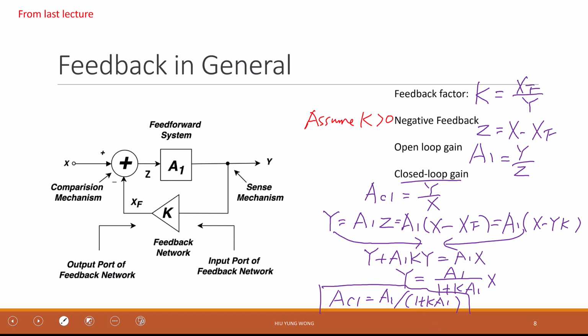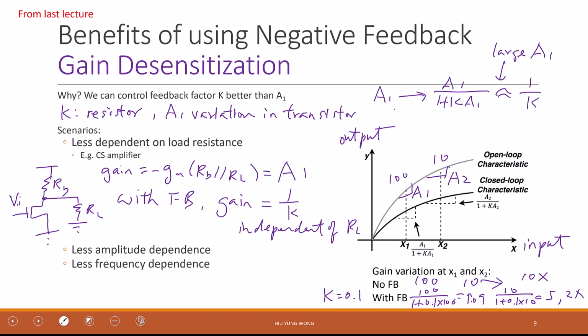So the first insight in feedback is that with feedback, my gain is reduced. Oh, that's not good, right? Why do we want to do that? We have a very high gain feed-forward, and then we reduce the gain. As an engineer, you know that if I give up something, I must gain something. And what do we gain? The first thing is gain desensitization.